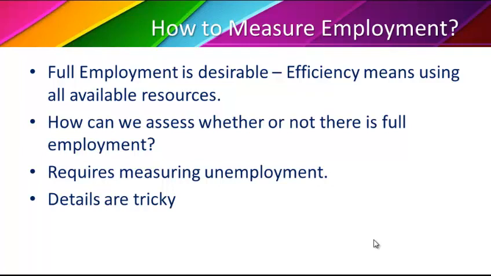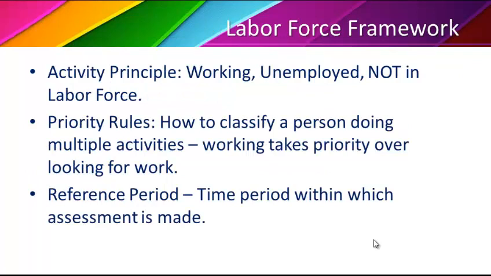Anyway, how do we assess whether or not we have full employment? There are these rules that are used. This is called the labor force framework. These are used for statistical measurement. There are these three rules which are used to classify people as to whether they're employed or not. So there is the activity principle. There are some people who are working, there are some people who are unemployed, they are not working, and then there are some people who are not part of the labor force. So there are these three types of people.